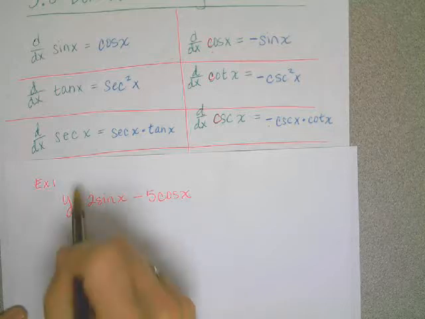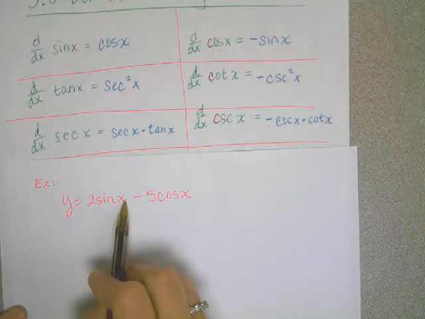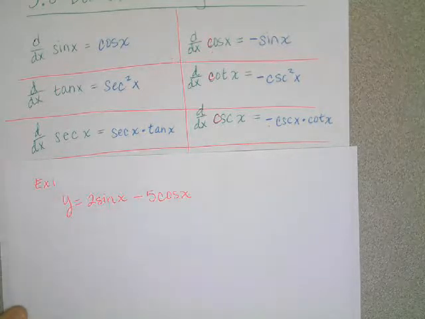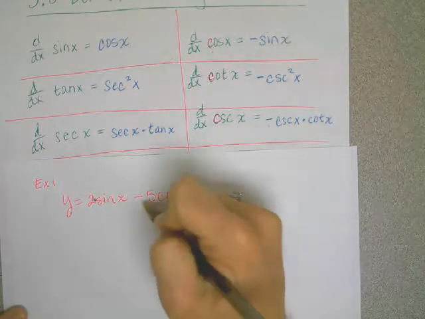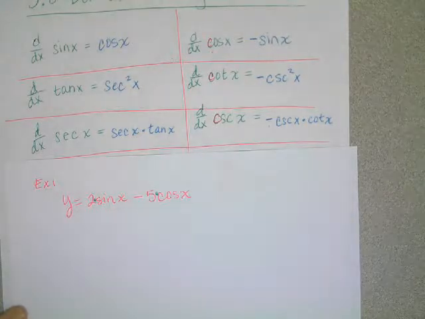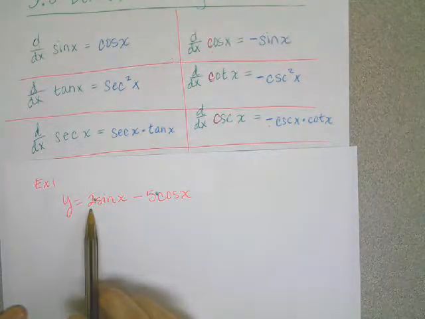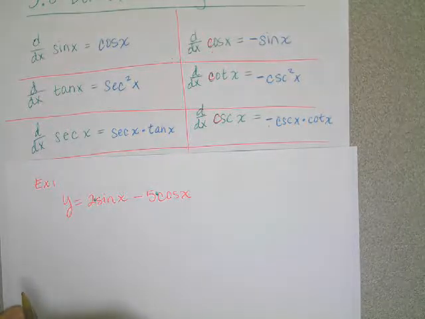For this one, y equals 2 sine x minus 5 cosine x. Yes, I could say 2 times sine of x, and I could say minus 5 times cosine x. But since the first part is 2 times, it's a coefficient, I'm not going to use the product rule.